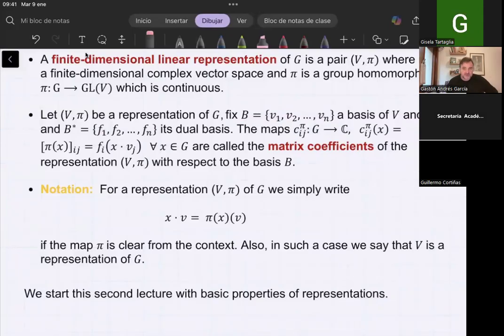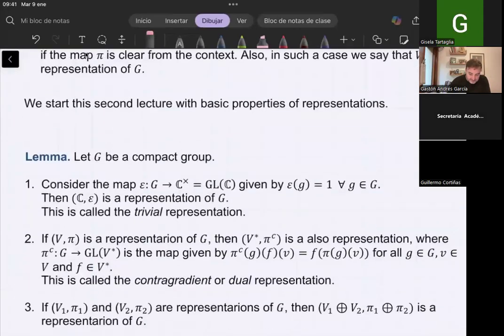Okay, so to fix notation, if we pick a representation, to relax the notation we are going to write simply x dot v, if it is very clear from the context which is the map pi, okay? So we write only x dot v. This is the idea that the group is acting on the vector space by linear maps.